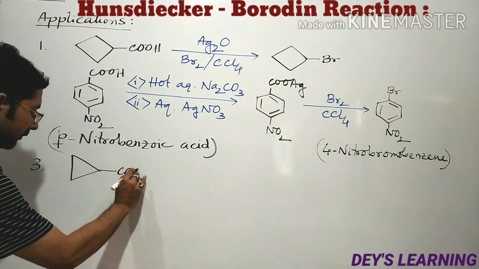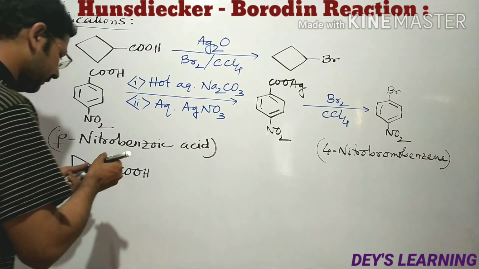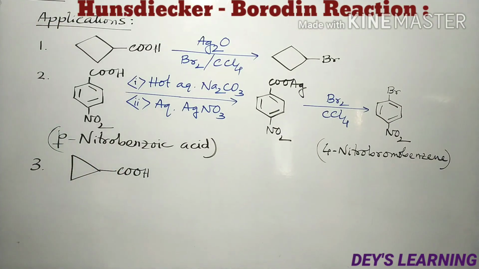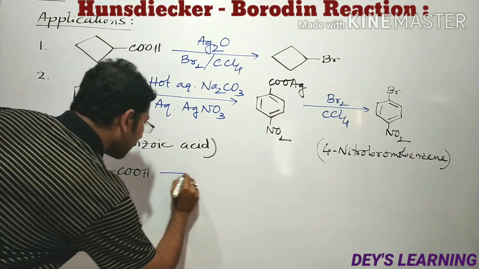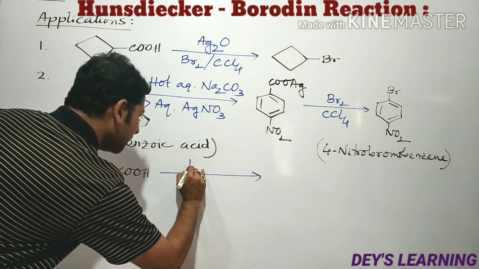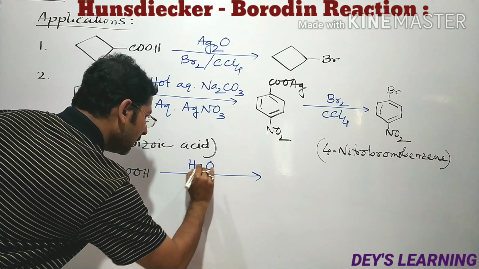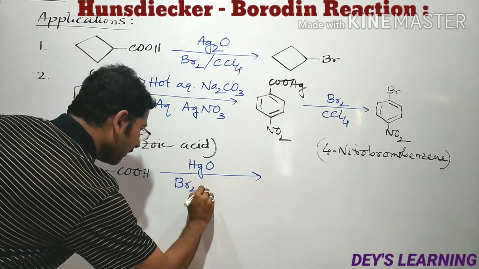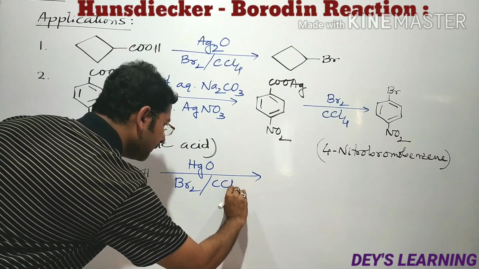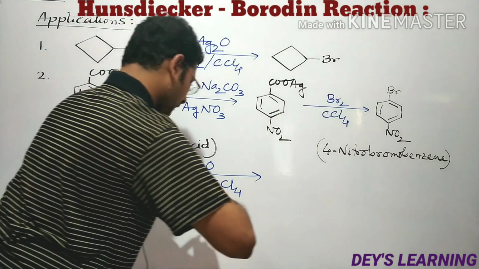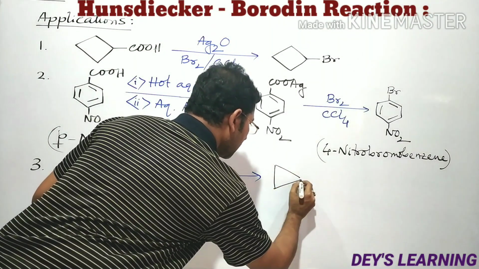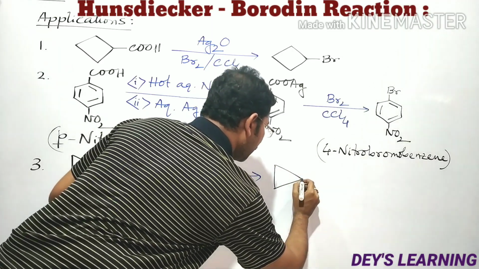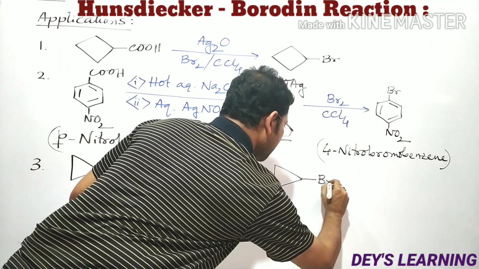Our next example is number 3. If we have this molecule and on treatment of this molecule by mercuric oxide and bromine in presence of CCl4 medium, gives you the product cyclopropyl bromide.